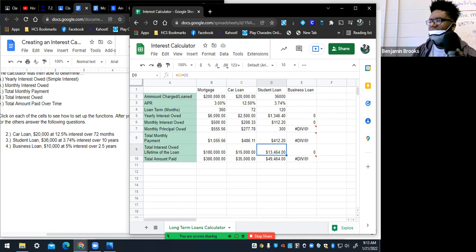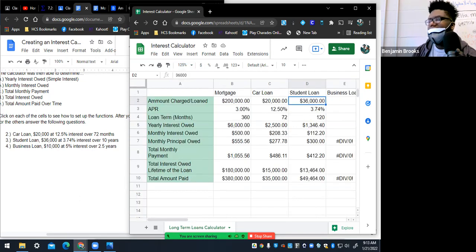Total interest that you're going to actually pay on this loan is $13,464. So the total amount you're going to pay here on a $36,000 borrow is actually $49,000 some odd dollars. Everybody cool with that? Y'all see it? See how we did that? Cool.